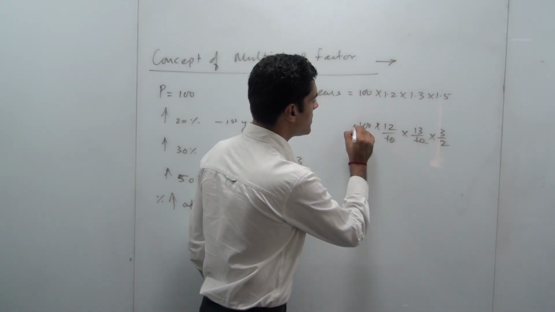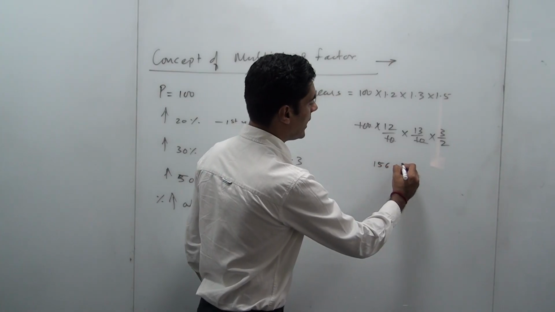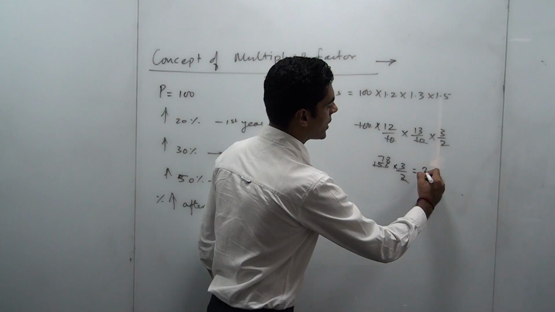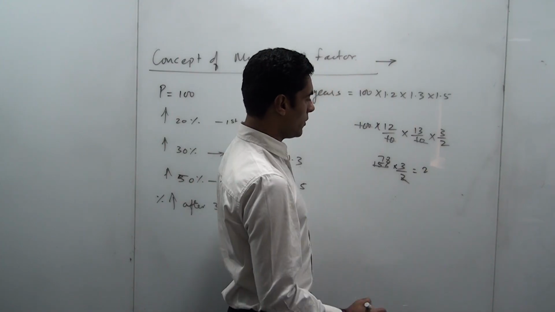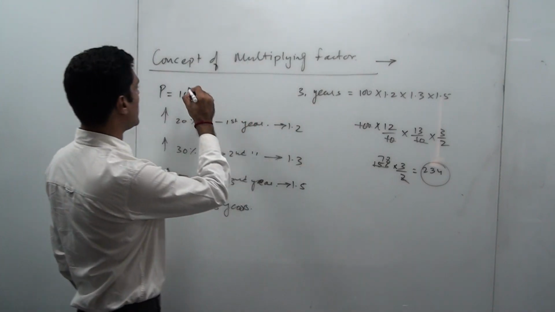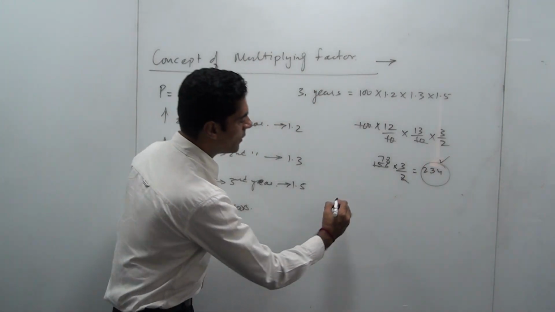Now this cancels. So it becomes 12 by 2, 13, which is 156 into 3 by 2. If you solve this, this will come out to be 78 into 3, which will come out to be equal to 234. So if 100, which was my initial population, has become 234, that means there is an increase of 134%.